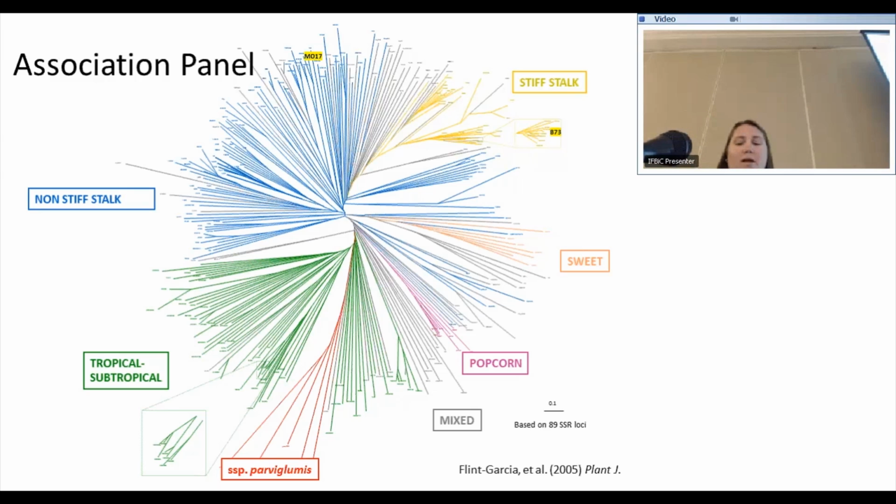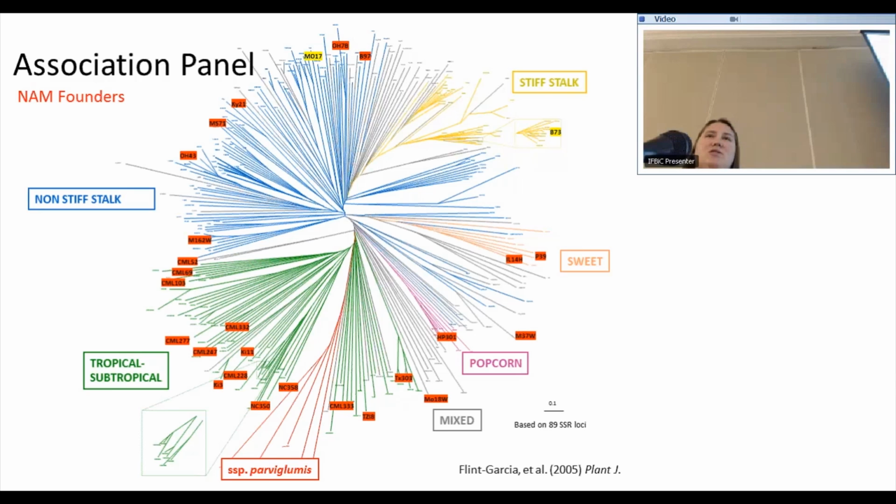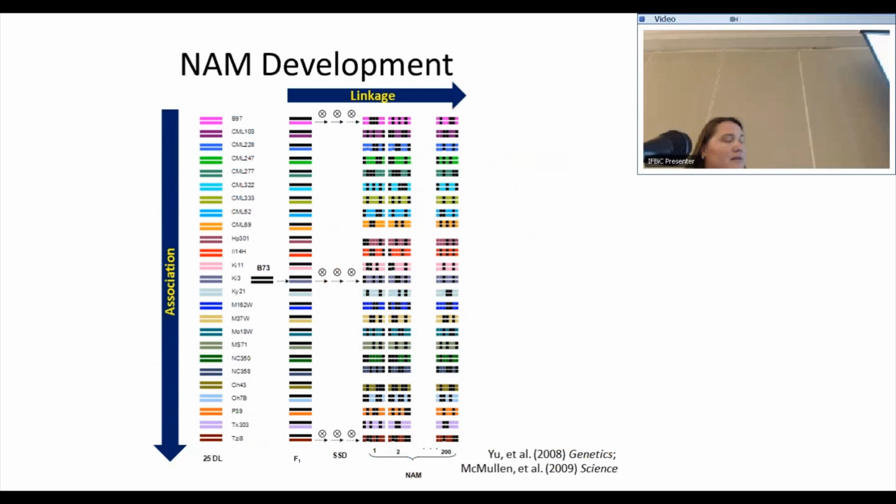So when we think about diversity, 300 lines for one application is a good size, but we wanted a core set of 25 lines that were maximally diverse. So based only on markers, we chose the 25 founders of NAM, and they're shown here in red. The 25 diverse lines were crossed by B73, and from each of these crosses, a population was made. And so in this dimension, we can utilize the strengths of linkage mapping, while using the ancestral recombination that's gone over the breeding histories of the lines, we can do association mapping.